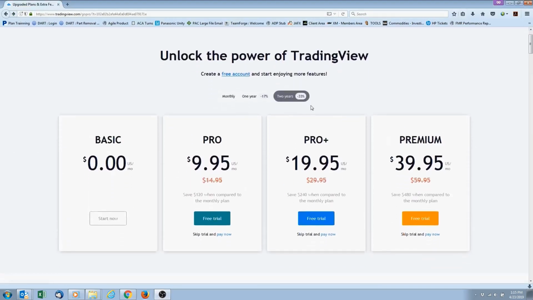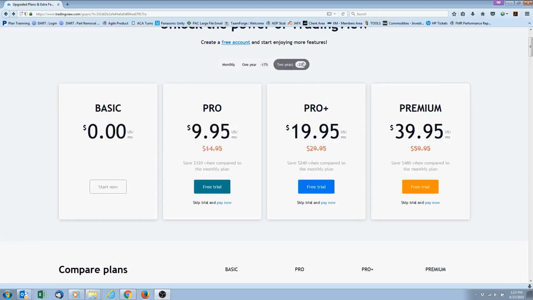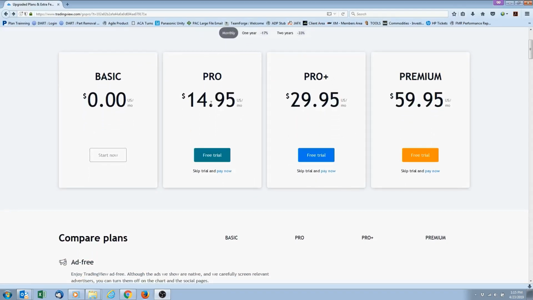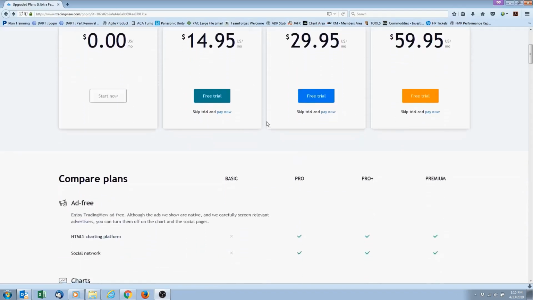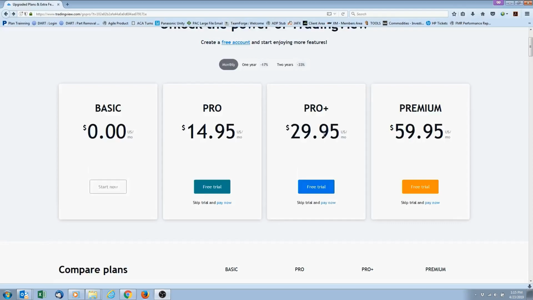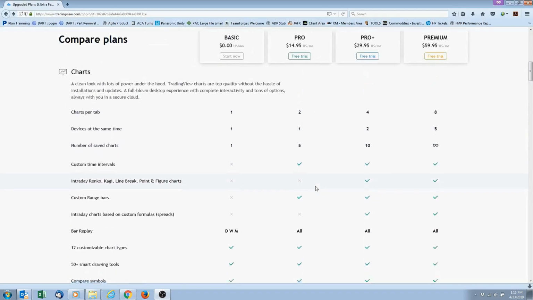So TradingView. You can get a 2-year package, a 1-year package, or a monthly package, and the price adjusts. I suggest going for the Pro or Pro Plus plan. Just start the free trial. You get a 30-day trial. If you don't like it, you can stick with the basic plan, but they run ads and there's a limited amount of features. Here it tells you what the difference in the Pro plan is.